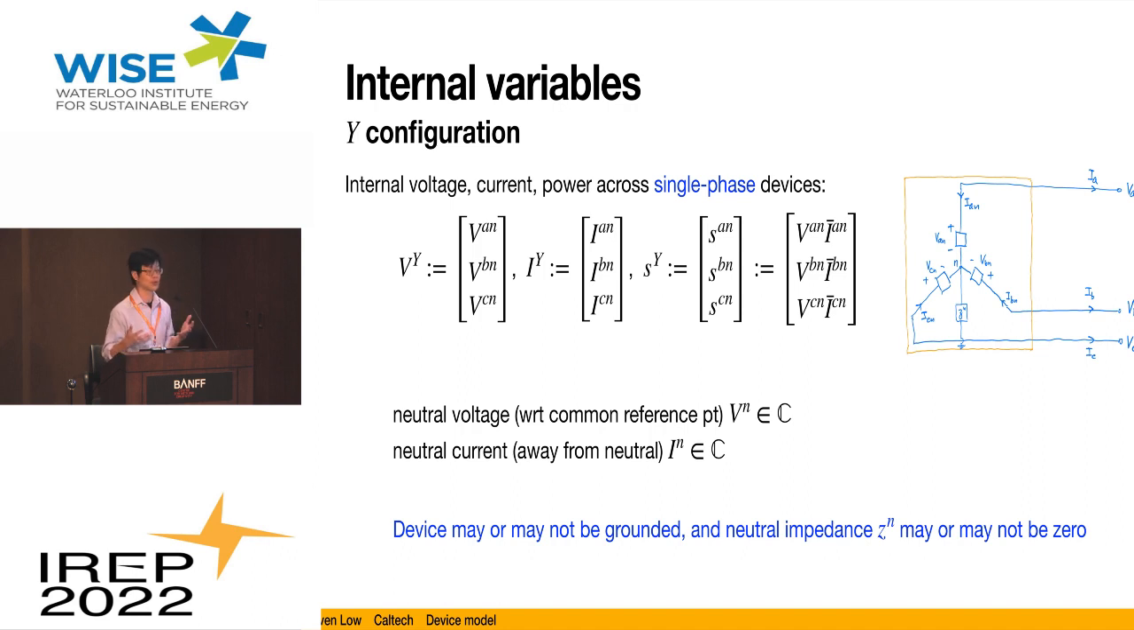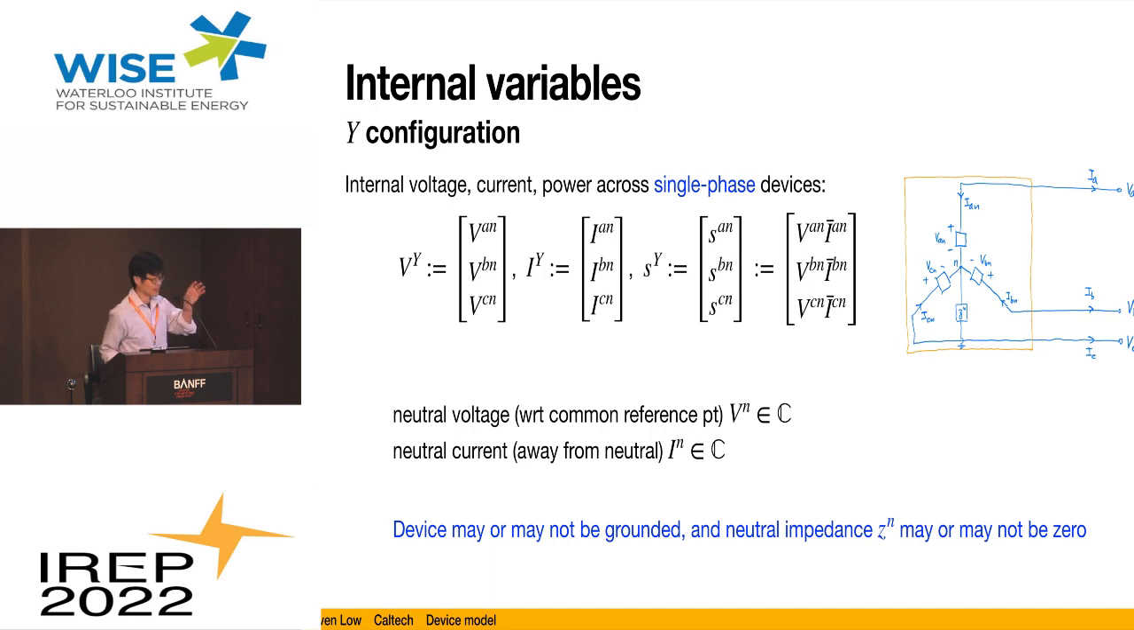you get a relationship connecting or relating only the external variables, and that is the external model which you can use to write your network equations. So the rest is really filling out the details of this, and this is basically all it is.